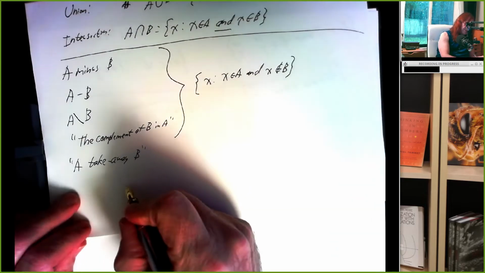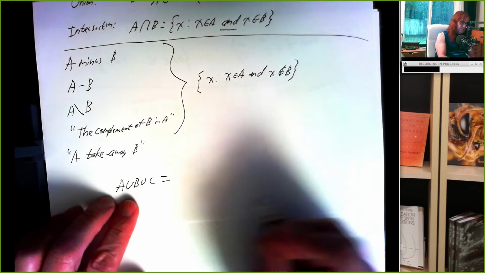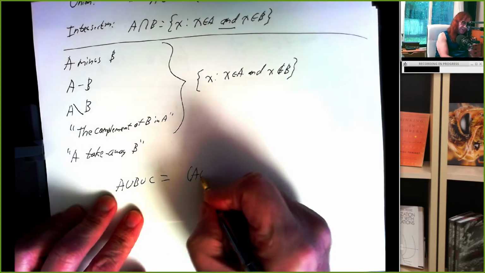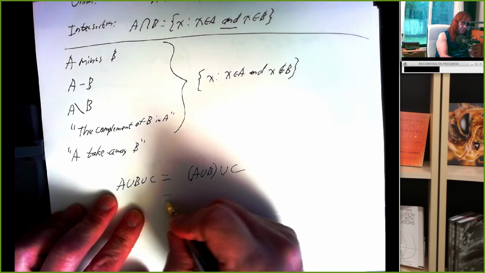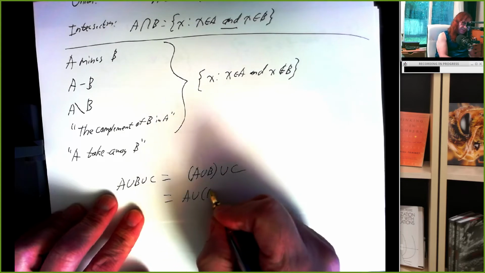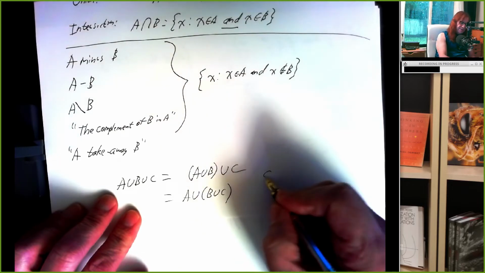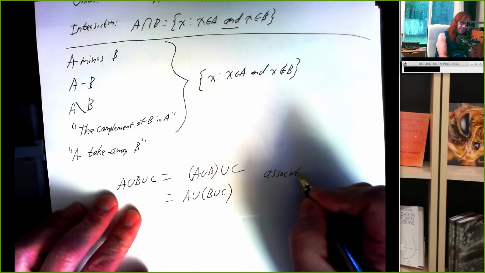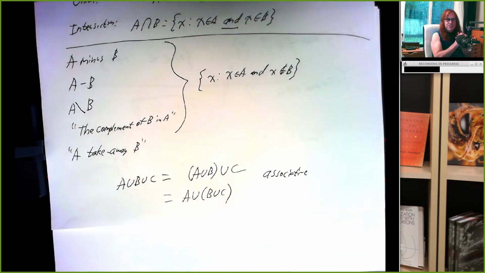So we can take the union or the intersection of more than two things. We could say something like A union B union C. And we could calculate this by first taking A union B and then unioning that with C. Or we could take B and C and take their union and then union that with A. And these are all the same thing. And that's what we call associativity. So we can move the parentheses around. The order in which we do unions is not important. And that kind of makes sense, right?